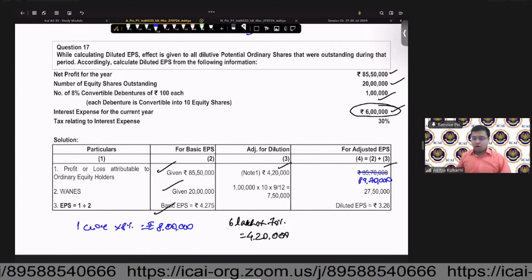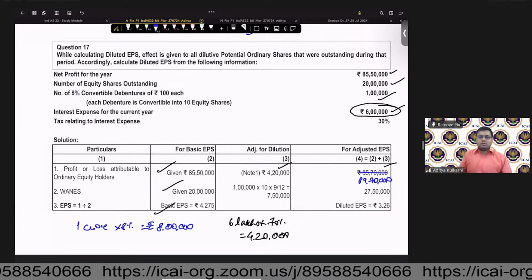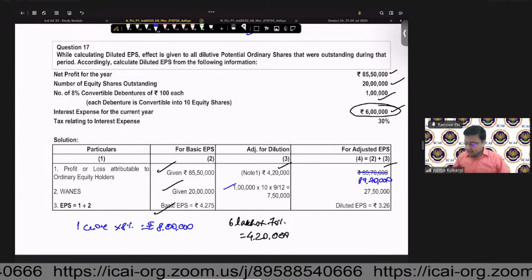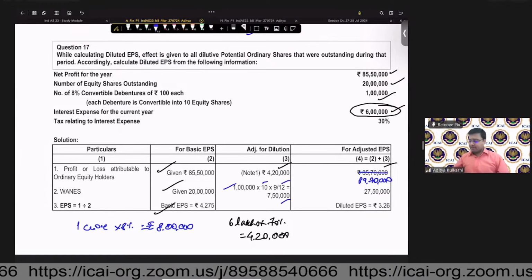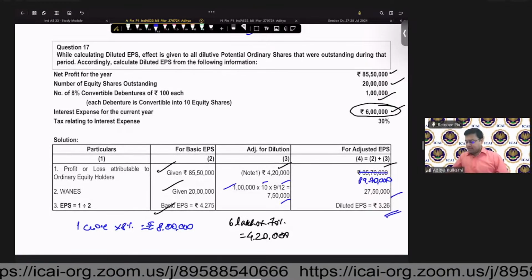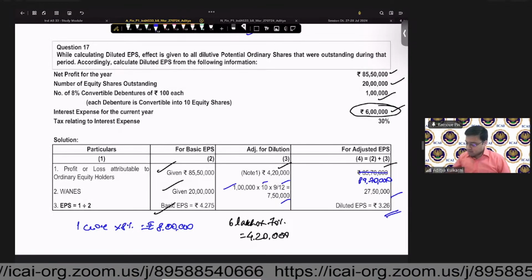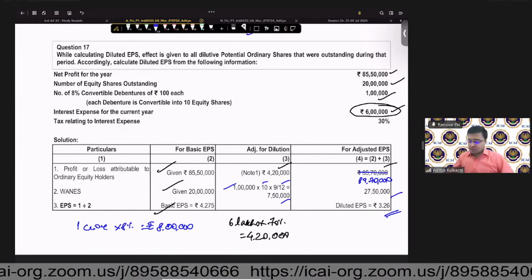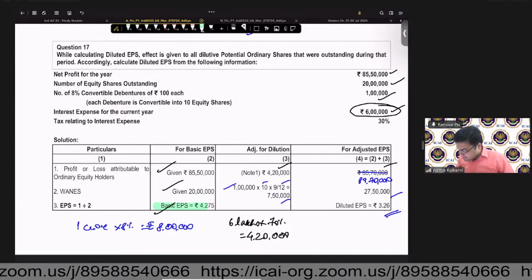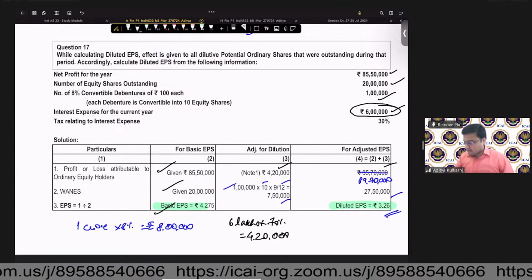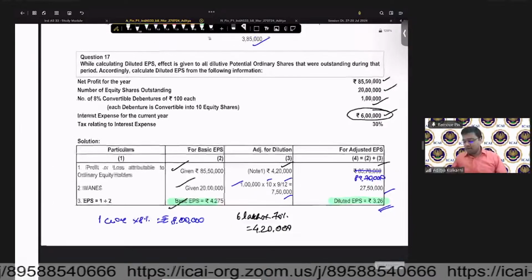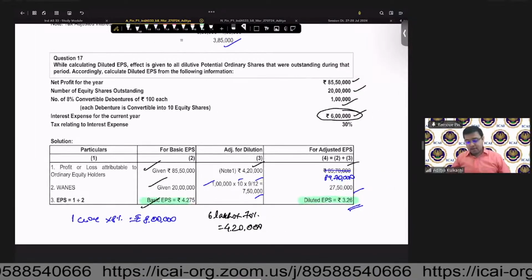And therefore, your number of potential shares will also be considered for 9 months. So 1 lakh into 10 into 9 by 12, so 7 lakh 50. So the diluted EPS comes to 3.26. You can see 89 by 27 comes to 3.26. So again, check the basic, check the diluted. Is the diluted lower than the basic? Answer is yes. So you can report the diluted number.